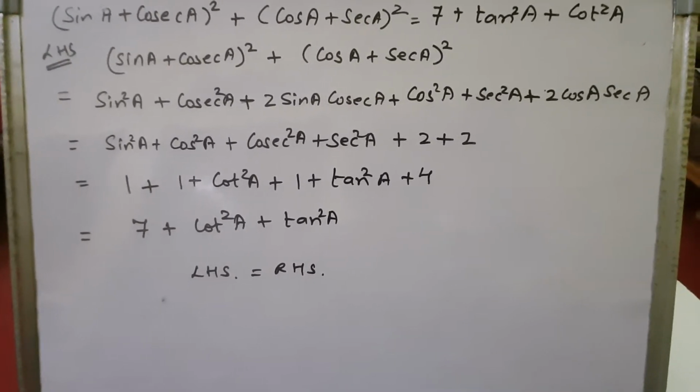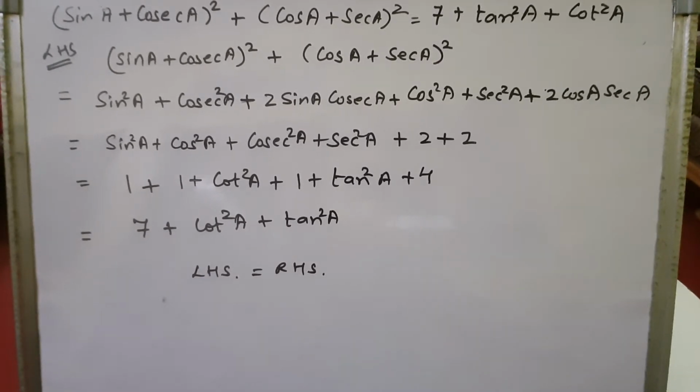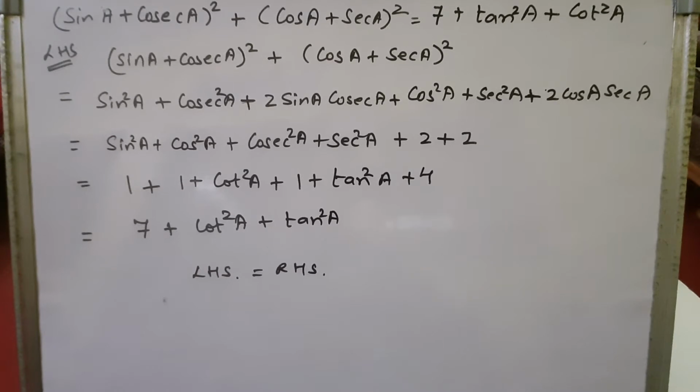Now children, in this sum we have to prove that sin a plus cosec a to the whole square plus cos a plus sec a to the whole square is equal to 7 plus tan square a plus cot square a. Right. Now again I have taken the left hand side, sin a plus cosec a to the whole square plus in bracket cos a plus sec a to the whole square, and I'll solve and simplify and then try to prove the left hand side equals the right hand side.